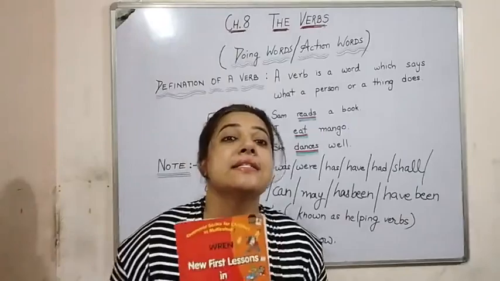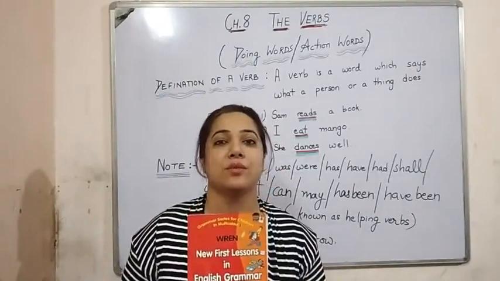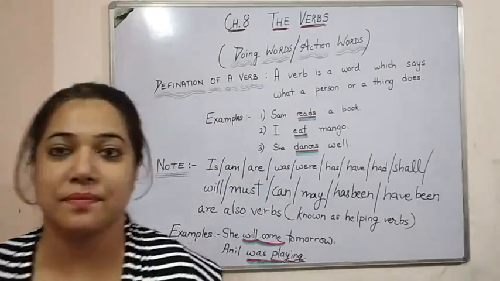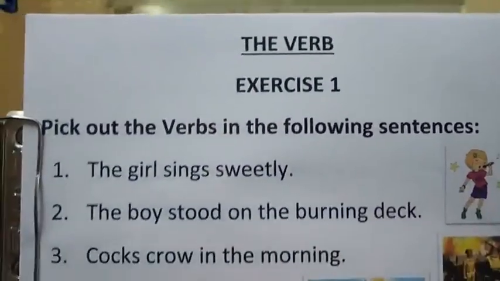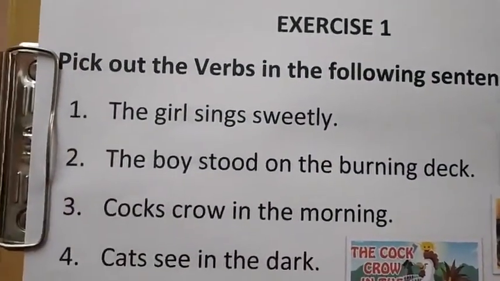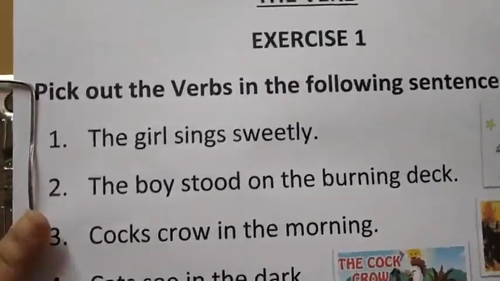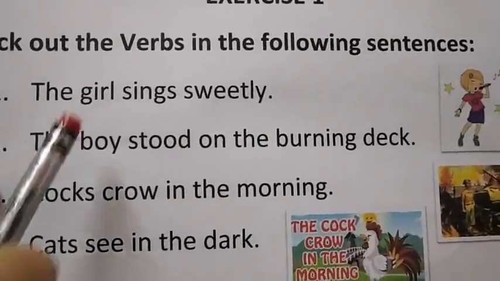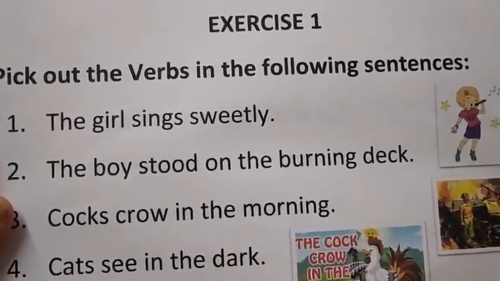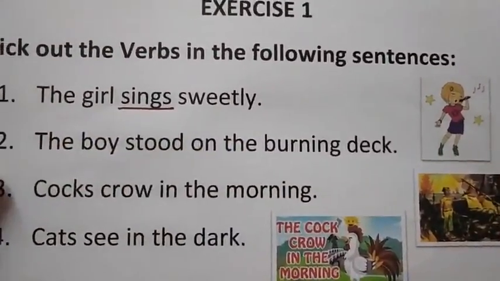Now children, take out this book of yours and come to page number 17. We'll do the exercises. See, question number first. Pick out the verbs in the following sentences. The first question is, the girl sings sweetly. So, what is the verb here? Sings. Underline with me. Sings.